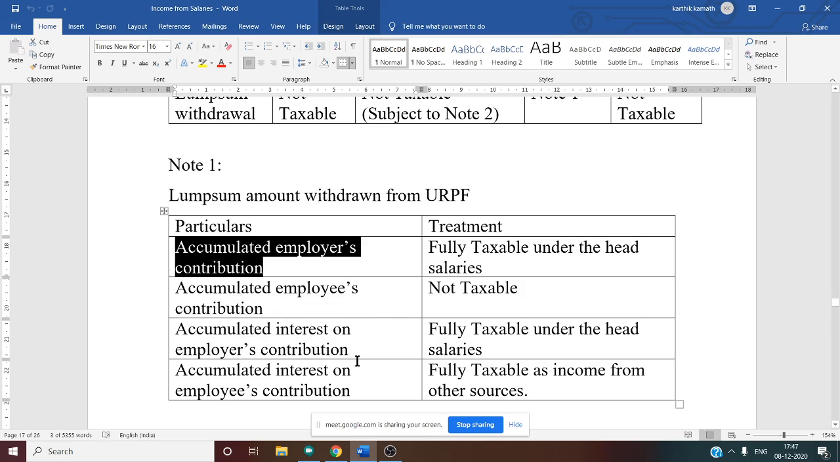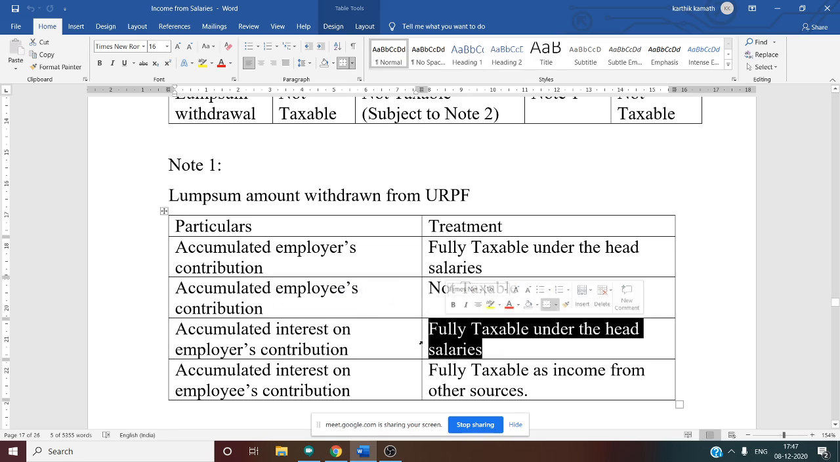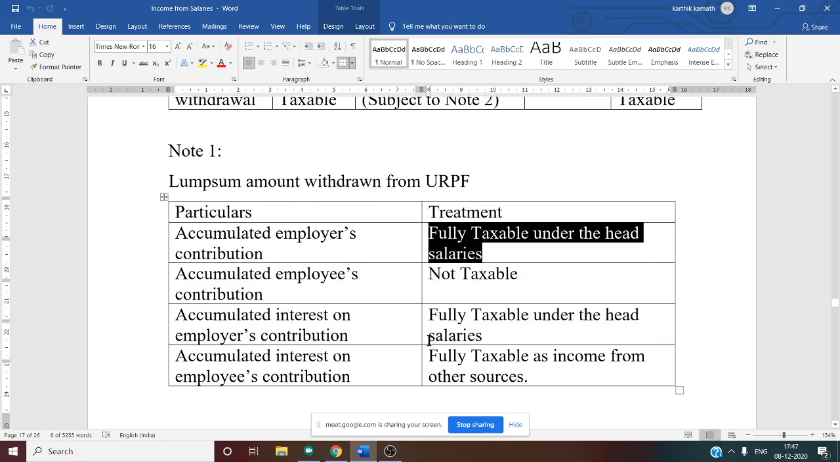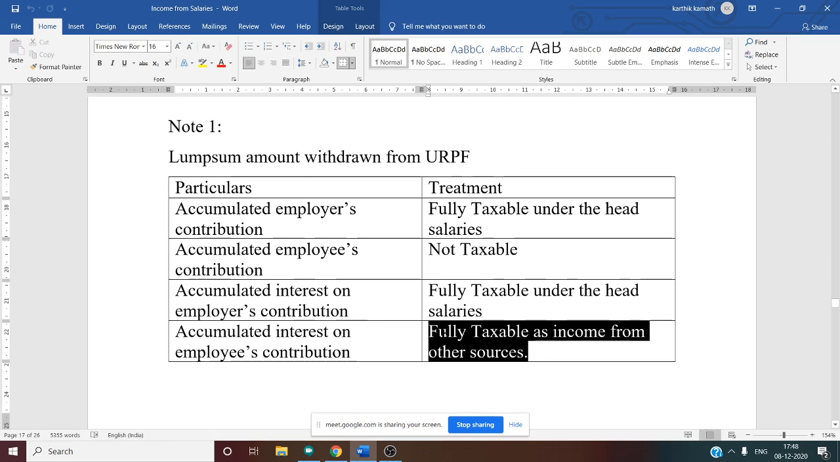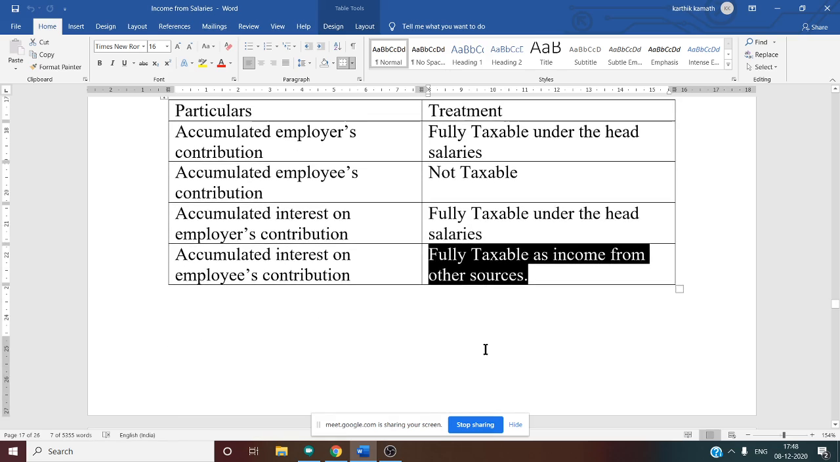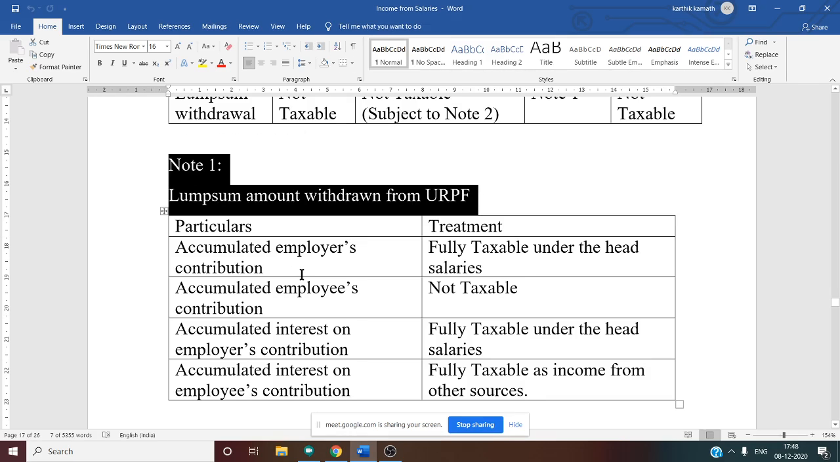On that 5 lakh there is a 10% interest, means 50,000 interest. What you have to do? Fully taxable under the head salary. Wherever employer is written, it is taxable under salary. And what about accumulated interest of employee's contribution? This is very important. It is fully taxable as income from other sources. So we have to treat URPF interest on employee's contribution as other sources, and we should not record it under income from salary. So this is about note number 1, lump sum amount withdrawn from URPF.